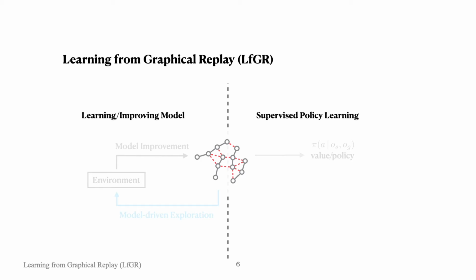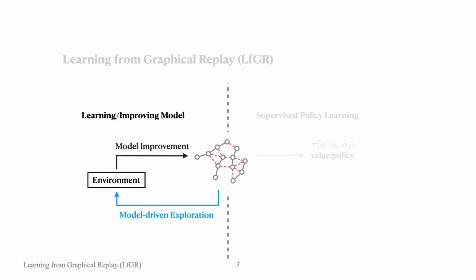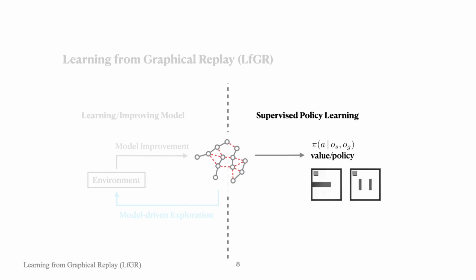To answer this question, we present learning from graphical replay. It's a framework that decomposes the problem of learning challenging long-horizon visual motor control policies into two sub-problems: learning and improving this model, and supervised learning a reactive policy from model-based unroll.